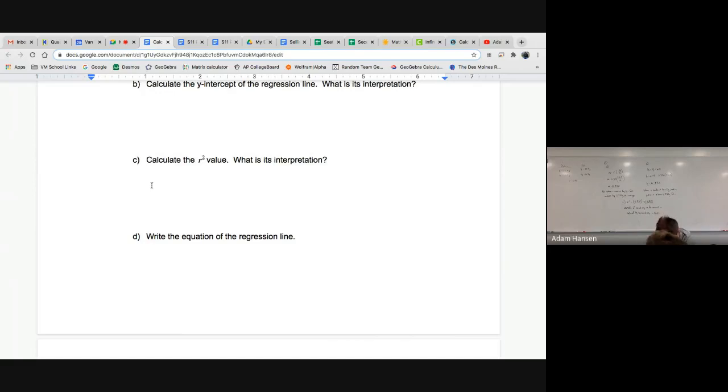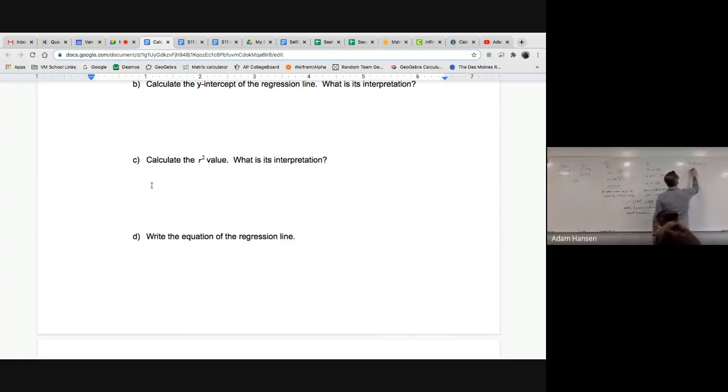All right, let's do part D. Write the equation of the regression line. Regression line is Y hat, the predicted amount of Y, is equal to M times X plus B. Well, I need to define this in terms of the slope and Y-intercept that I've calculated. What was our slope? 0.972. So replace M with that value.